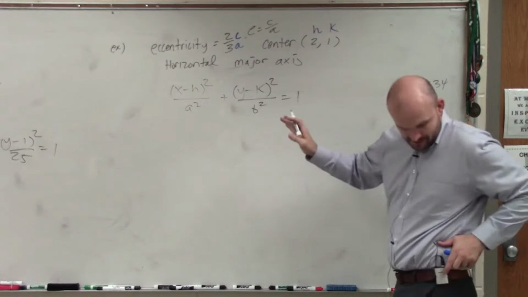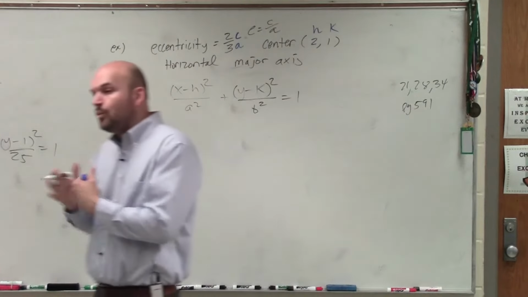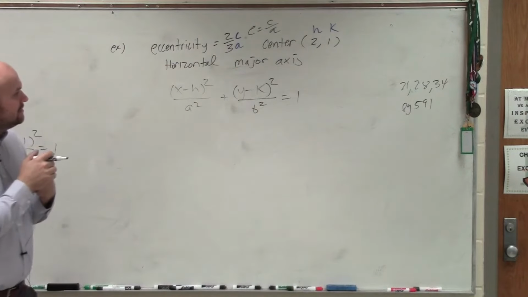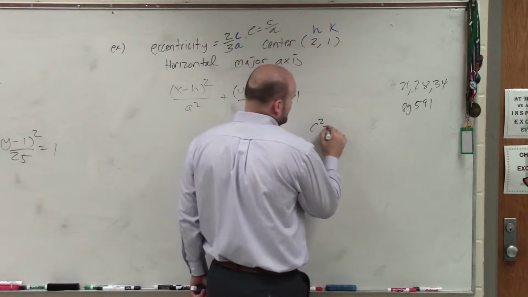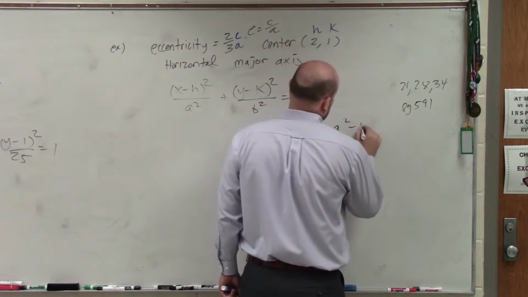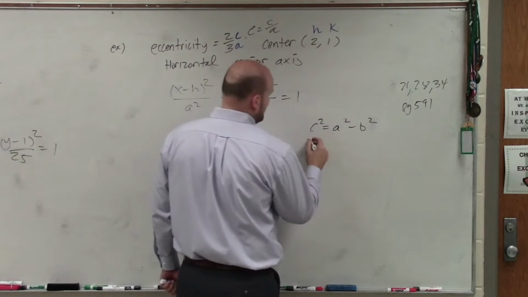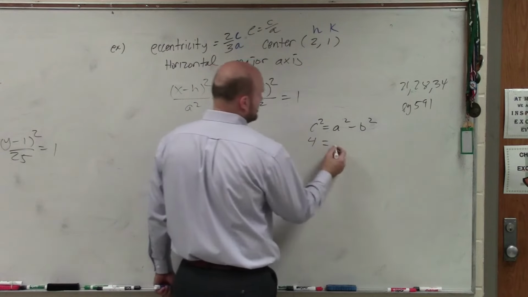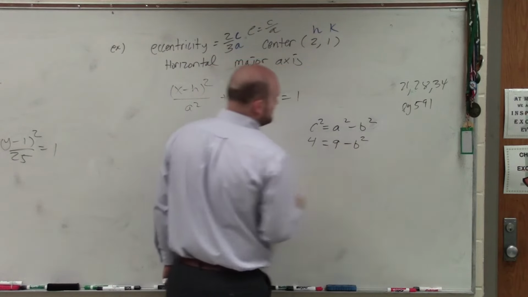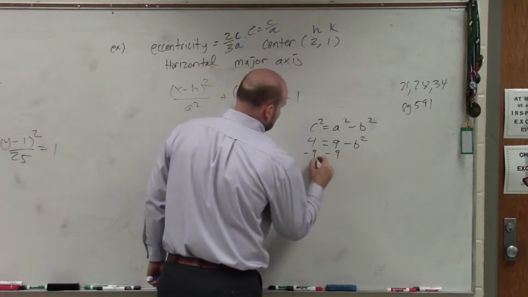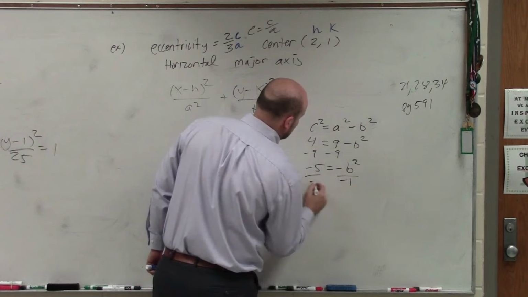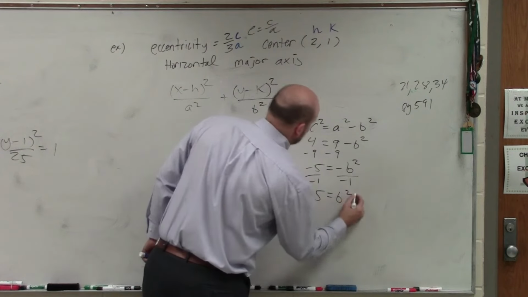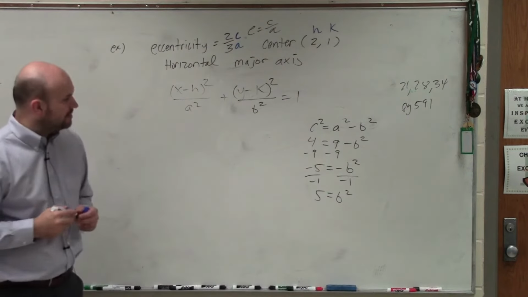So that's our equation. The only thing we need to make sure we know is what is our a, or I'm sorry, our b. So again, we go to our formula. c squared equals a squared minus b squared. c squared is 4 equals a squared, which is 9, minus b squared. So 5 equals b squared.